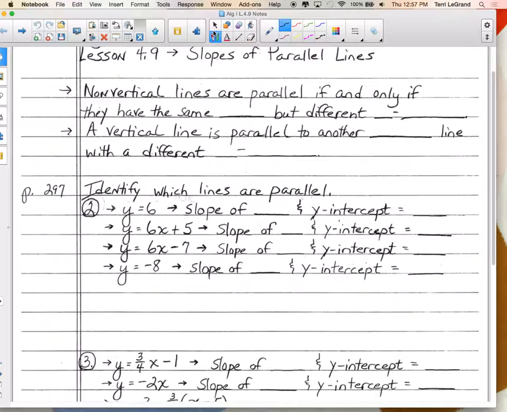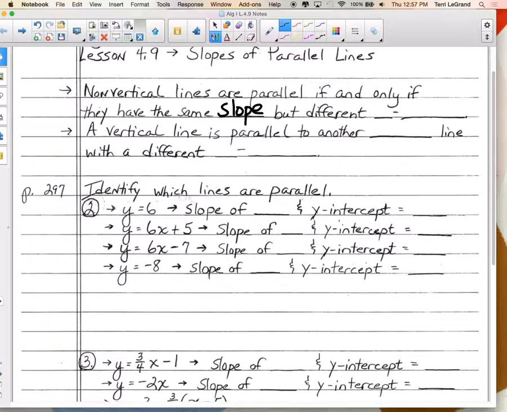Okay, so if we have non-vertical lines, they will be parallel if and only if they have the same what? What do you think they'd have to have the same? They'd have to have the same slope. They would have to be rising and running at the same rate. As long as they are rising and running at the same rate, they should be parallel to each other. What does parallel mean? They never cross. They never meet, they're always the same distance away from each other, yeah.